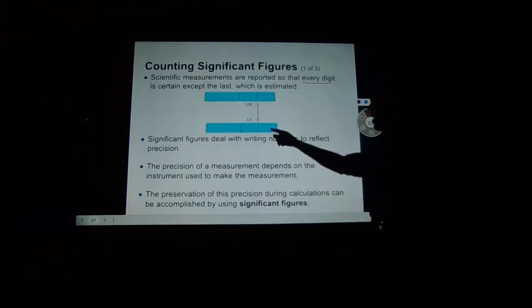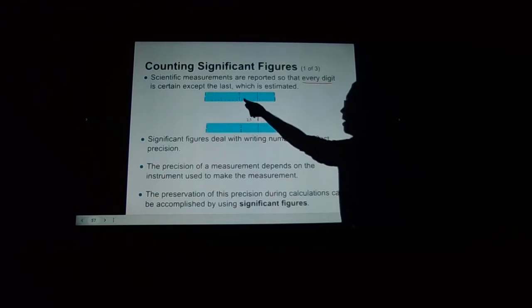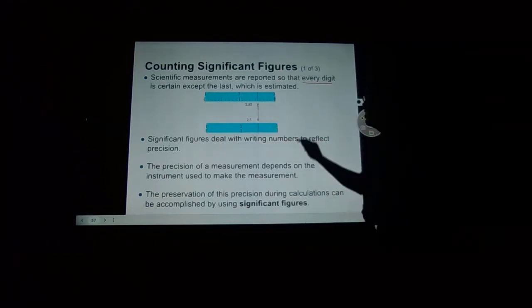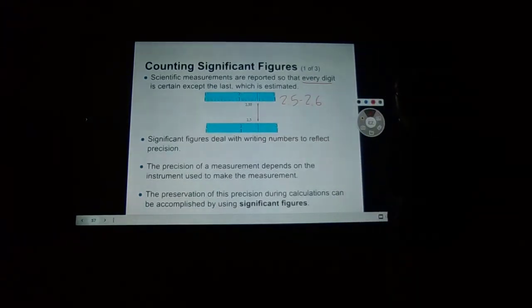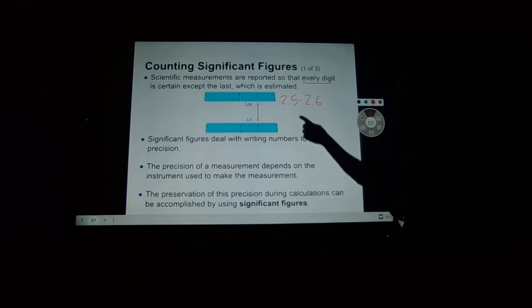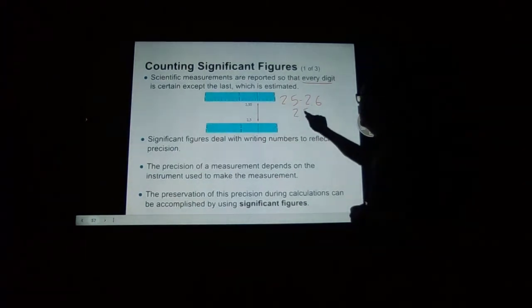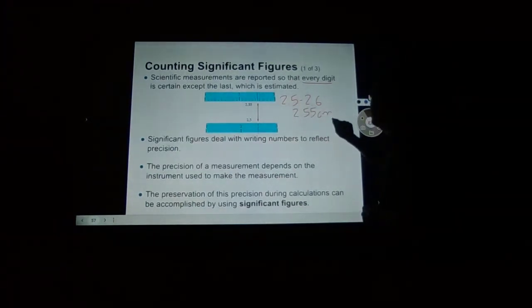So for example here, I have a marking that's between 2.5 and 2.6. So we're somewhere between 2.5 and 2.6. What I need to do now is estimate that last digit. What I notice is that it's somewhere in between, kind of in the middle there. So I'm going to estimate that last digit and say that that is 2.55 centimeters.